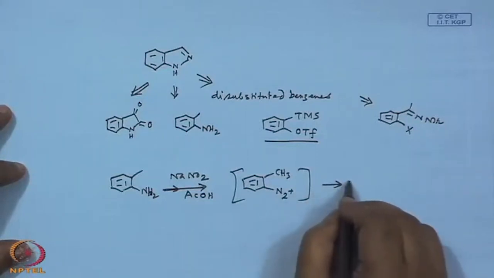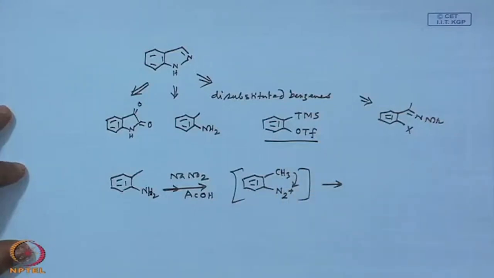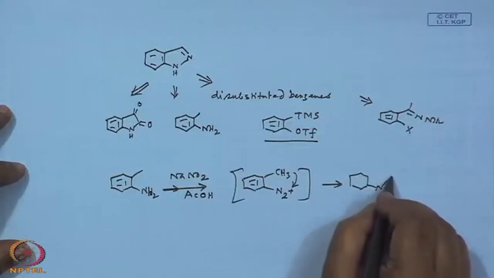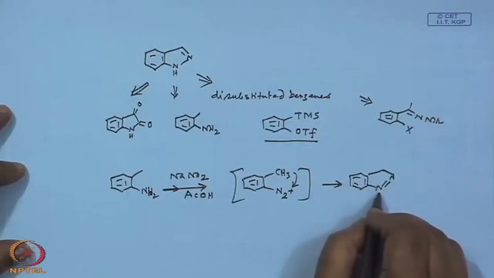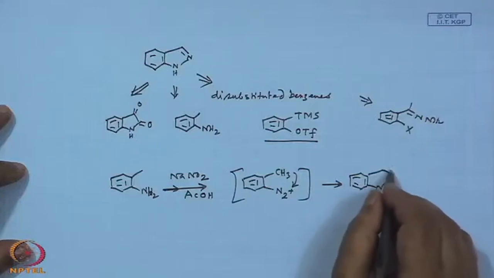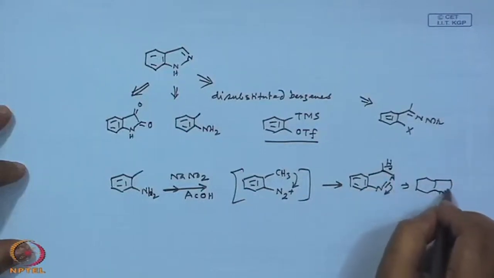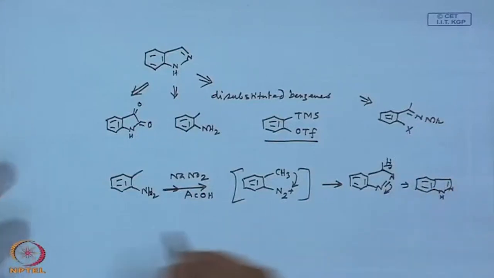Interestingly, it cyclizes as if it forms a negative charge here and then attacks the diazo group, and so you will have obviously this kind of intermediate, and that eventually tautomerizes to the indazole. This is quite interesting, that means a diazo compound, which is not believed to participate in intramolecular reactions, undergoes an intramolecular reaction.